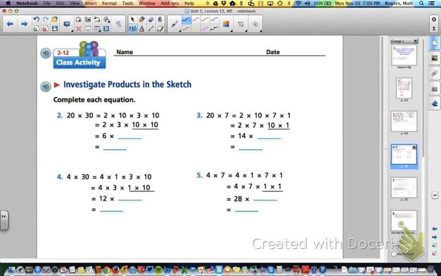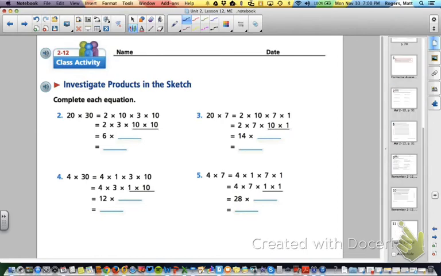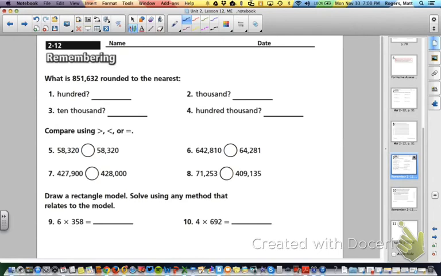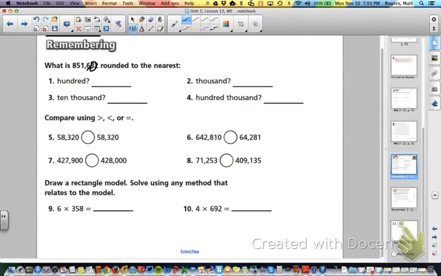In addition to this, we did do a quick quiz that we'll complete tomorrow. When we look at the homework, remember we are rounding to the nearest place value, so we're underlining the place value we're looking at, circling the next one, and solving the problem there. For number 5 through 8, we're comparing using those numbers. We are drawing a rectangle to represent our area model when doing the multiplication.